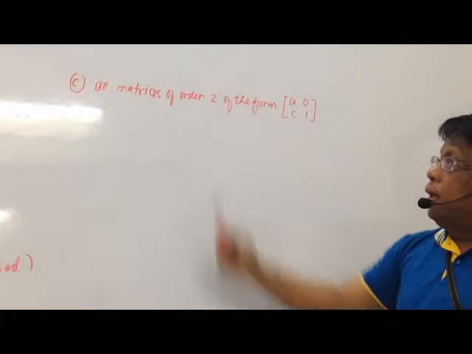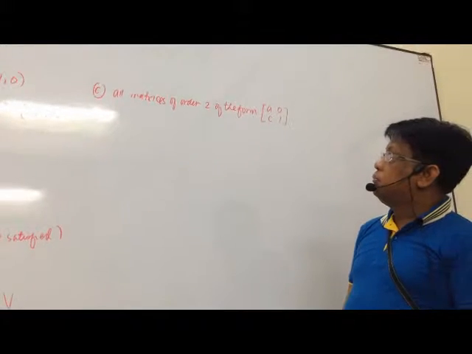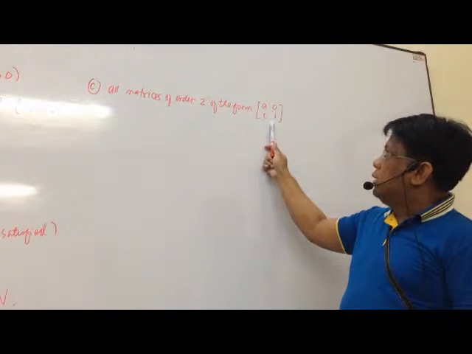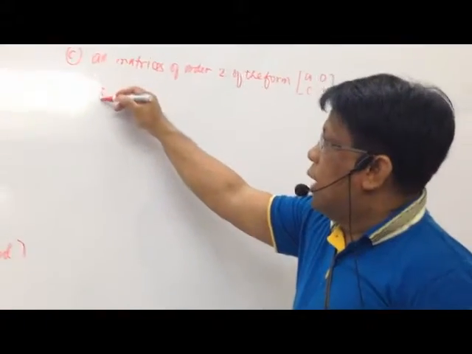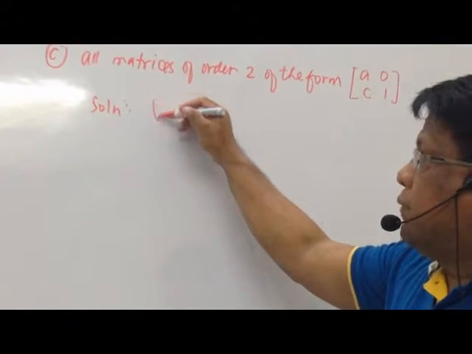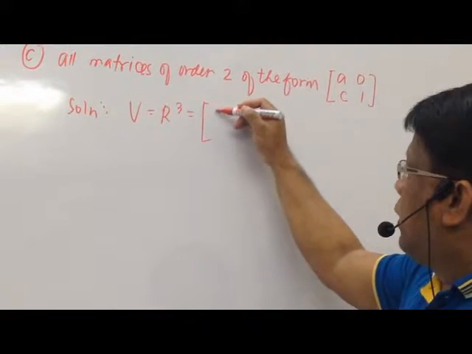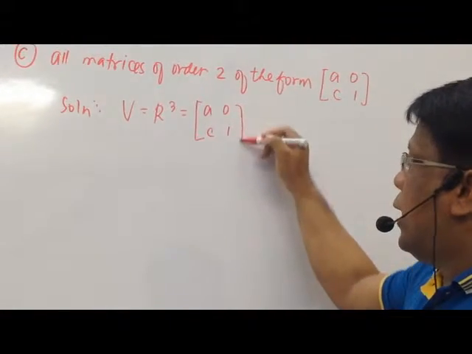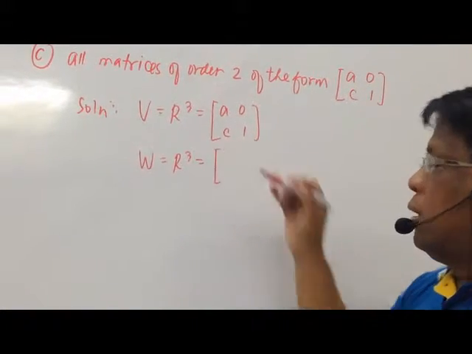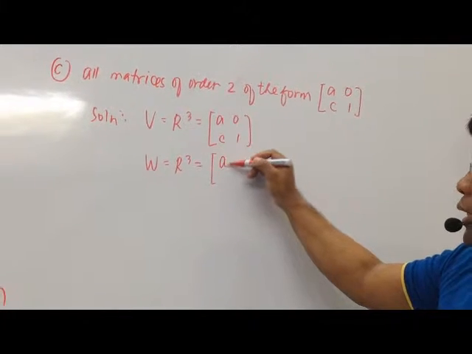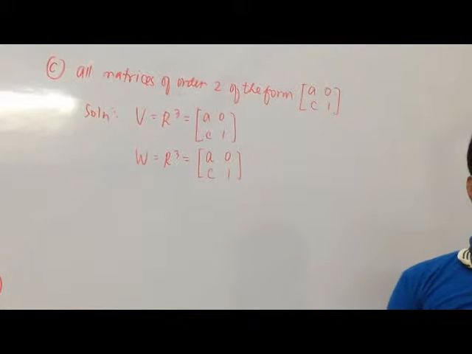Now to the third example. All matrices of order 2, meaning dimension 2 by 2, of the form A, 0, C, 1. So this is a 2 by 2 matrix. Let us have now our matrix V, which is represented by a matrix of course of the form A, 0, C, 1. What about your W? It will also have the same components as what we have for V: A, 0, C, 1. You can also replace this with A prime, C prime if you want.